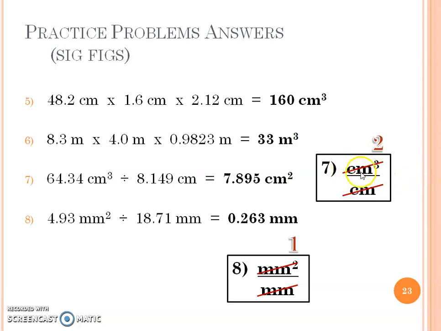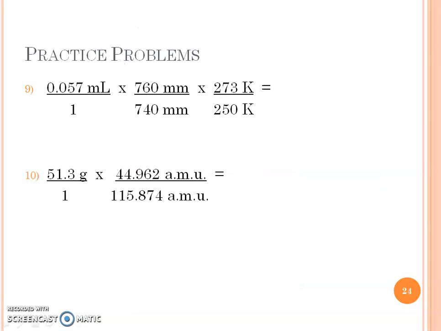But anyways, for number 7, we have centimeters cubed divided by centimeters. So we can cancel one of them out, and we only get the squared on the top there. And the same thing here with millimeters. We're going to cancel one of the millimeters up top to give us 1 left over, and cancel one of the millimeters on the bottom. All right, these are a little tricky. So hopefully this makes sense.